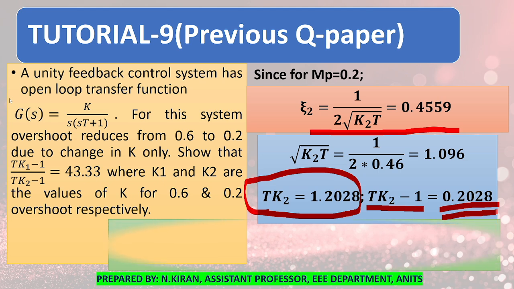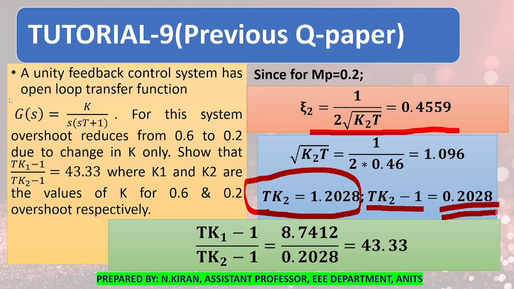So taking the ratio of tk1 minus 1 by tk2 minus 1 gives me 43.33. Hence we have proved that tk1 minus 1 by tk2 minus 1 is equal to 43.33.